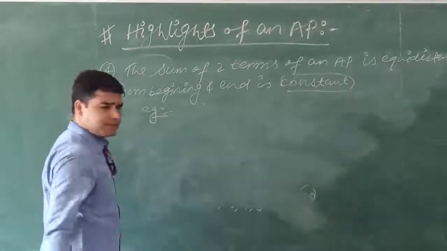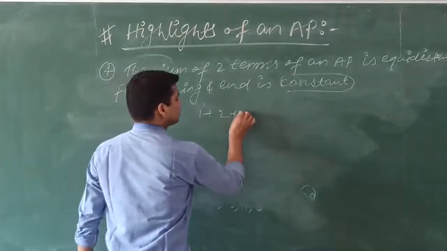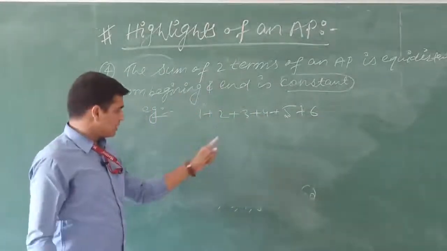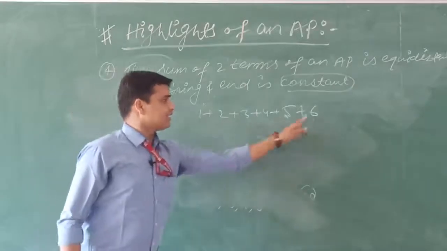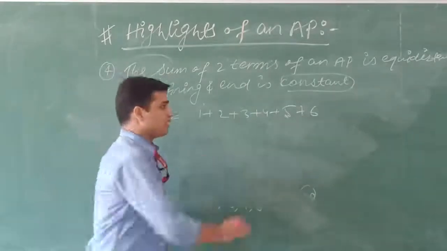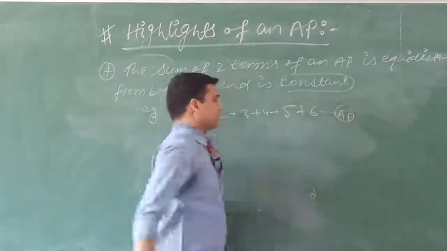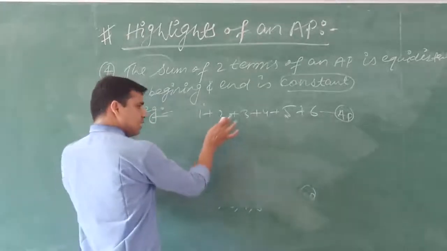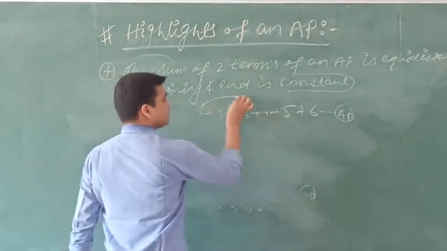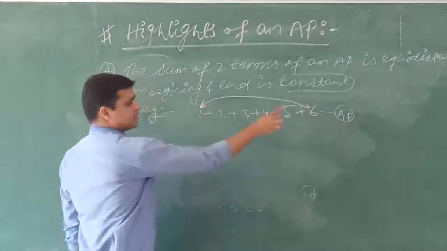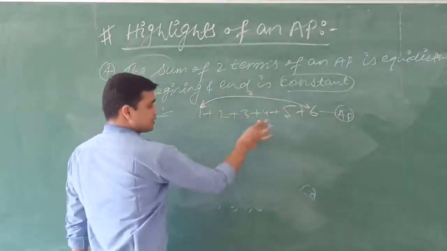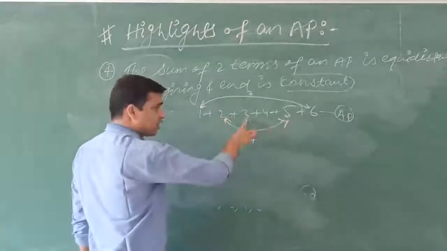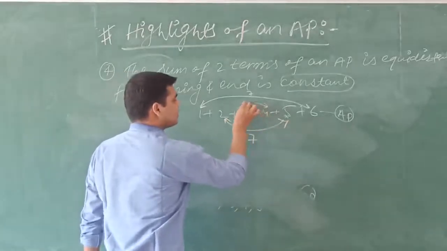Suppose 1 plus 2 plus 3 plus 4 plus 5 plus 6, and we know that this is in AP. How? See this: 2 minus 1 is 1, 3 minus 2 is 1, 6 minus 5 is 1. The common difference is the same, so we can say this is in AP. Now if you add the first term and last term, 1 plus 6, you will get 7. The second term and second last term, 2 plus 5, is 7. The third term and third last term, if you add them, you will also get 7.